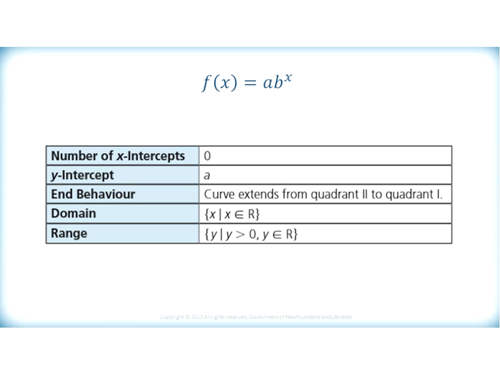Recall that there were some characteristics of an exponential function that we investigated and analyzed, and we saw that there are 0 x-intercepts, and there is a y-intercept and it's A. The end behavior extends from quadrant 2 to quadrant 1. The domain is x belongs to the set of real numbers, and the range is y is greater than 0, or y belongs to a set of reals.